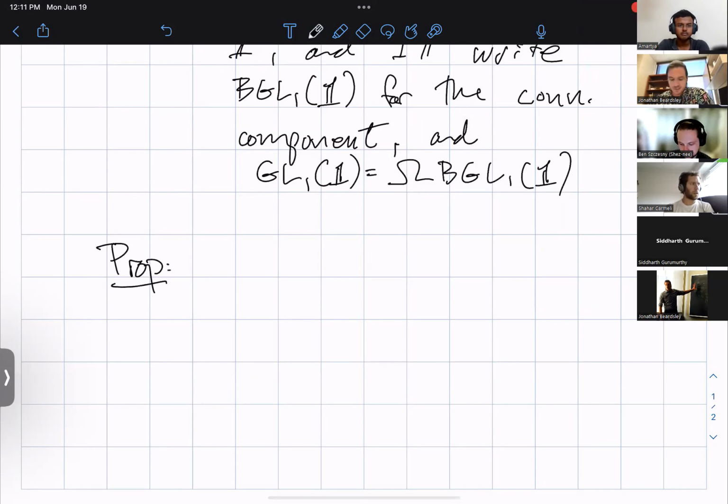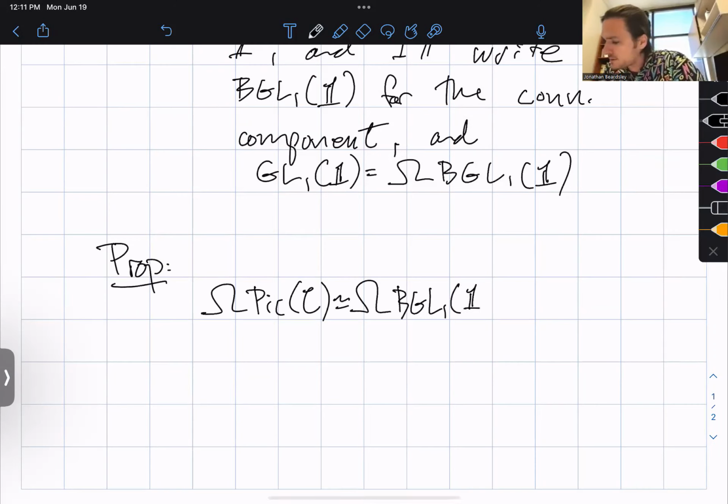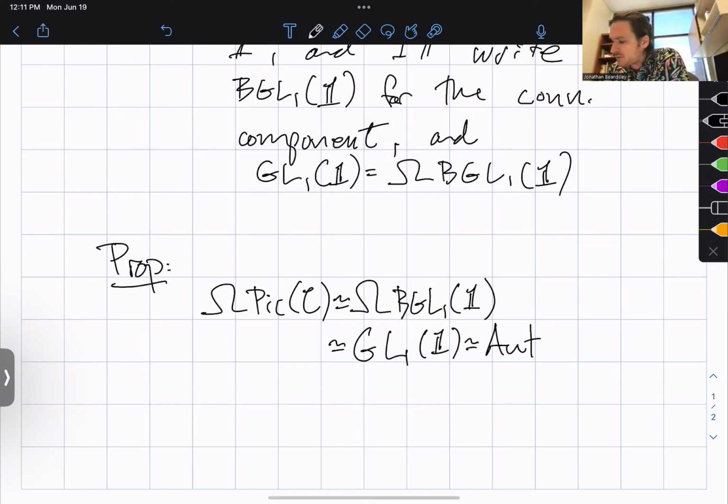But okay, so what's the proposition? If you take this Picard space and you take loops on it, that of course is equivalent to loops on this space BGL1 of 1, which is this GL1 of 1, which is going to be automorphisms in C of this unit object. So this is a thing that deserves to be called GL1.